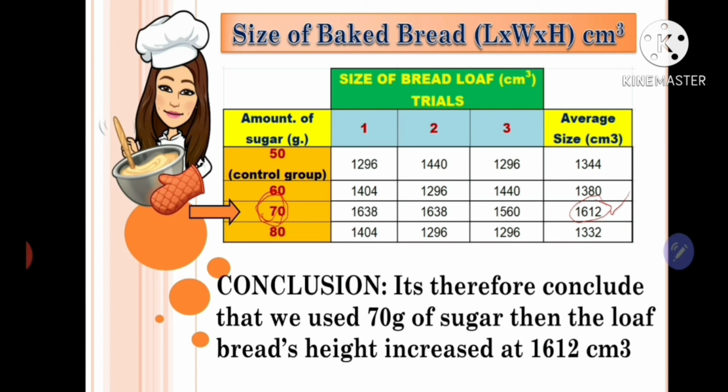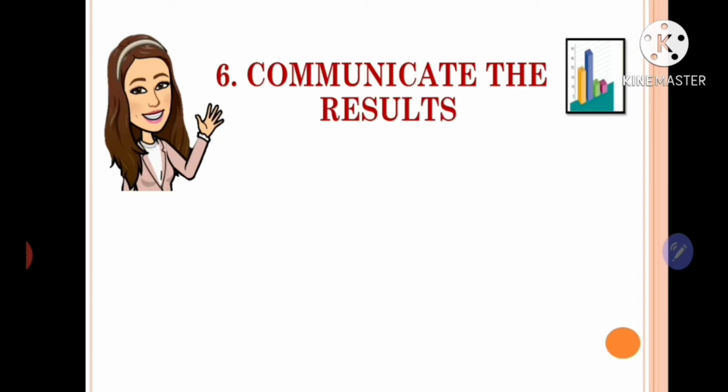Sabihin, pag ginamit niya yung 70 grams ng sugar, mas mataas na loaf bread yung mapuproduce niya kaysa doon sa gagamit siya ng 50 grams na sugar na ginamit natin sa control. So that is the conclusion of Jungkook.